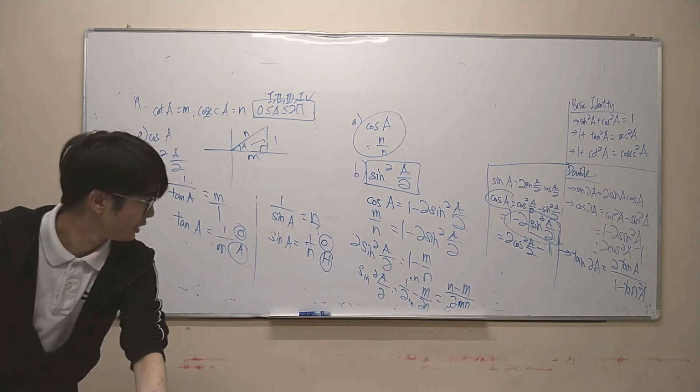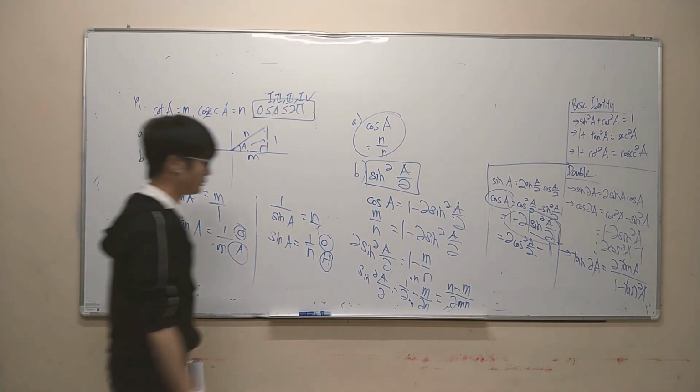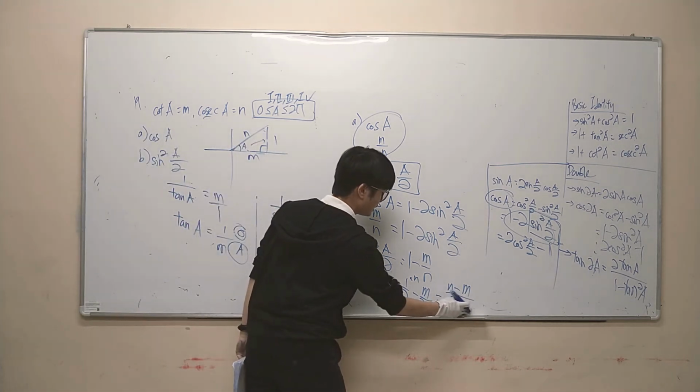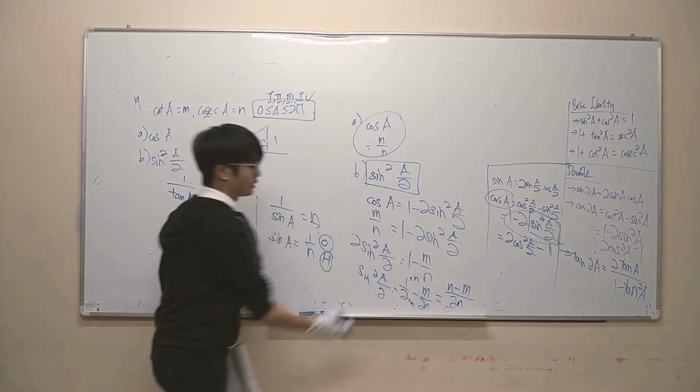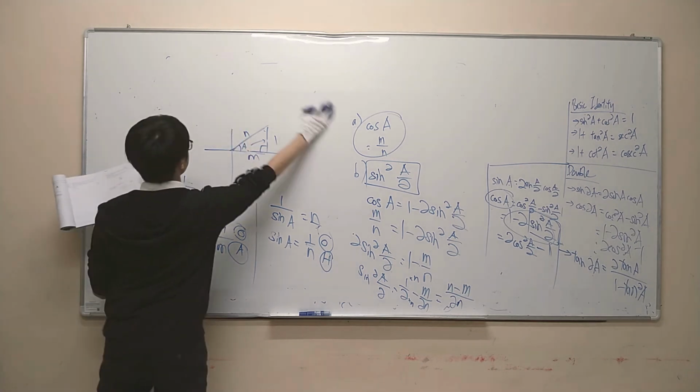Okay, next question. This is 2 times n, 2n only. Sorry. Okay, 2 times n, 2n. Okay, substitute. Okay, let me draw.